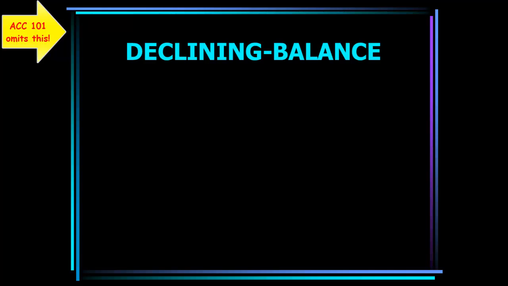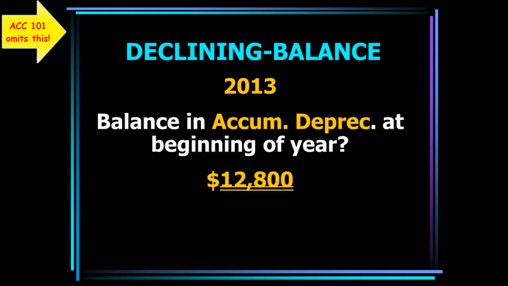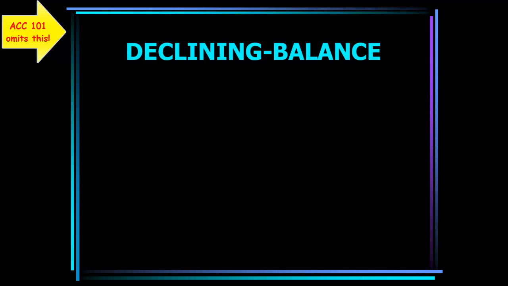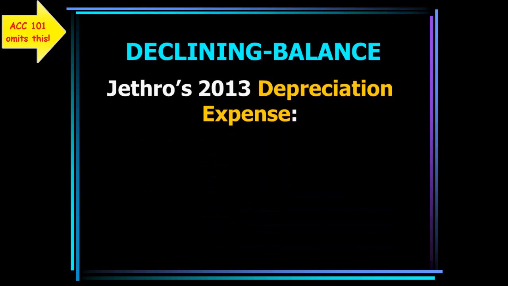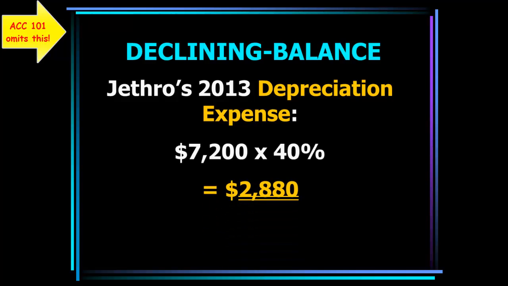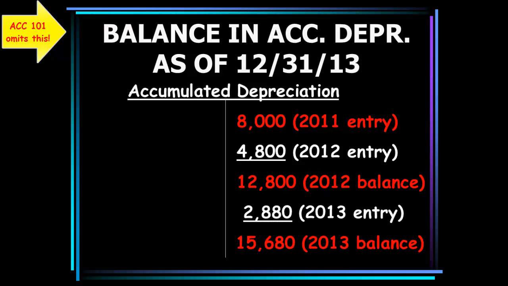For year 3, how much accumulated depreciation do I have? I have $12,800. The $8,000 plus the $4,800. See why we got to keep that T account going? How much is my book value? Well, my book value is going to be the cost of 20 minus the $12,800. $7,200 is my book value now. How much depreciation expense will I record? Well, $7,200 times what? 40%. Says my depreciation expense will be $2,880. Let's go back to my T account. I had $12,800. I just added $2,880 to that account. Now I'm up to $15,680 is my accumulated depreciation.